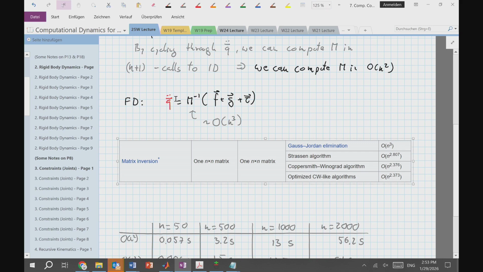So what's the best that we can do for a forward dynamics algorithm? How good can we get? Just computing the mass matrix is order n squared. Can we do it in order n squared? Is there a way to get around the inversion? Is there a way to get around the mass matrix?